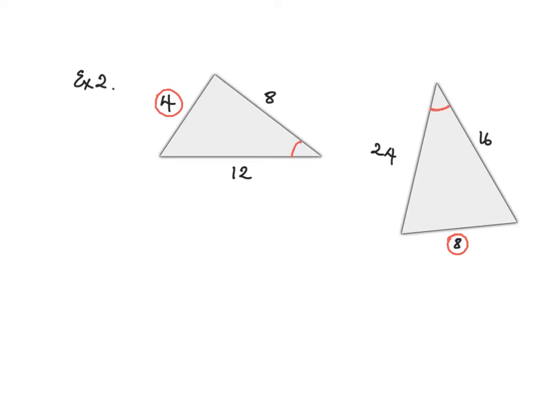The intermediate side on the first triangle is 8, so I'm going to mark that with a dot. And the intermediate side on the second triangle, I'm going to mark the angle opposite that with a dot. And that means that we have the largest side, 12. I'm going to mark that with a double arc. And similarly for this triangle here.